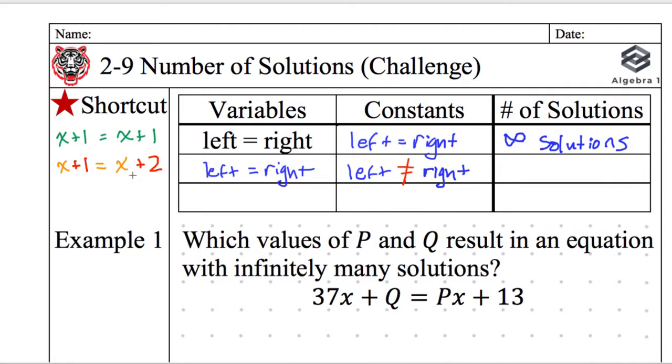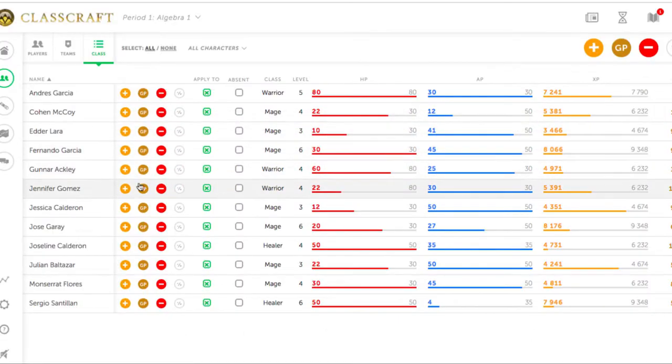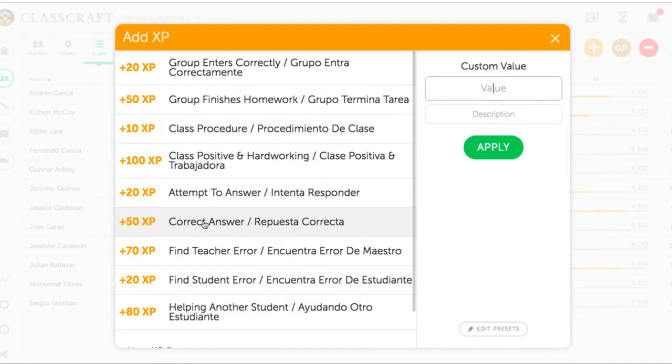How many solutions? Monse knows. Jose knows. Only 2 people know. 3, 4 people know. Monse, go for it. No solutions. There it is. You may grab your candy whenever you are ready, Monse. And there's your 50 XP as well.